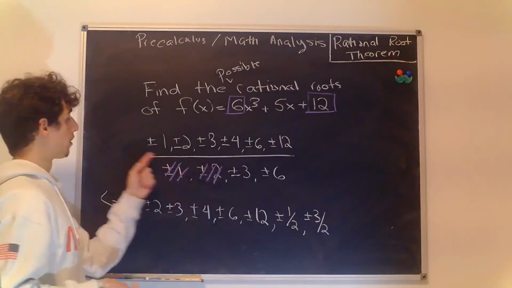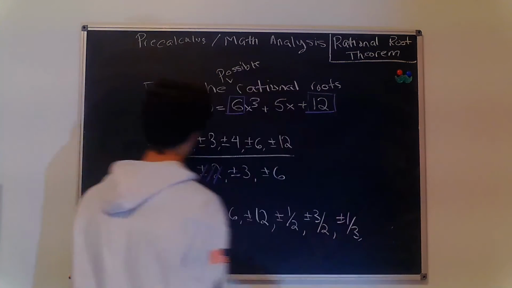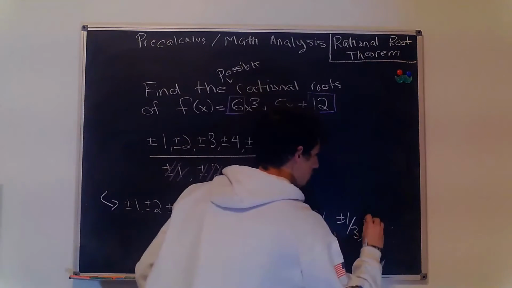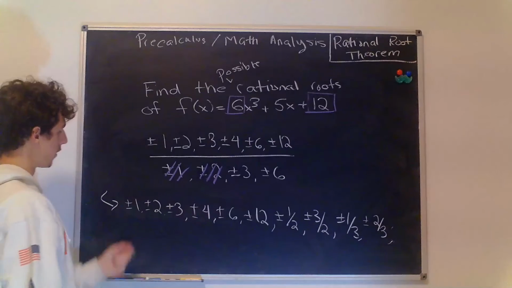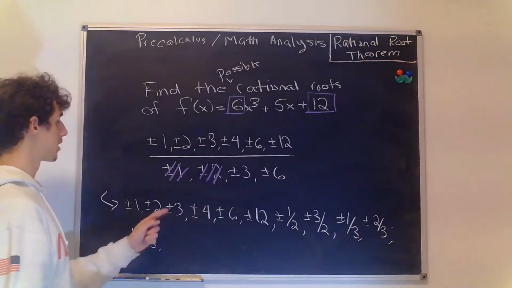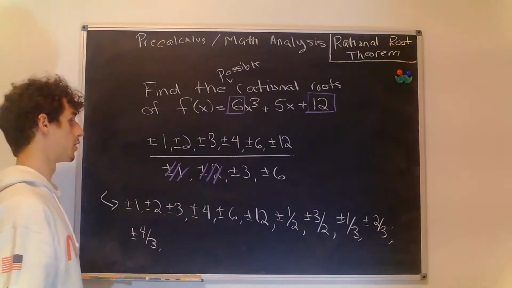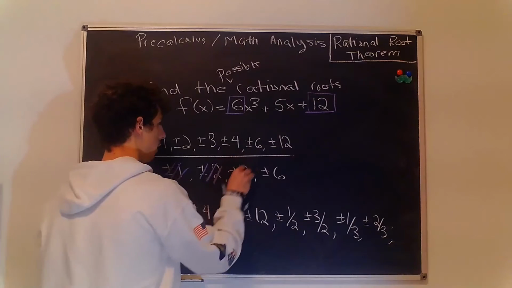Now we need to divide by 3, so that'll be plus minus 1/3, plus minus 2/3, plus minus 3/3, but that's plus minus 1, plus minus 4/3, plus minus 6/3, but that's 2, and plus minus 12/3, but that is 4. Okay, so that's our 3 done.